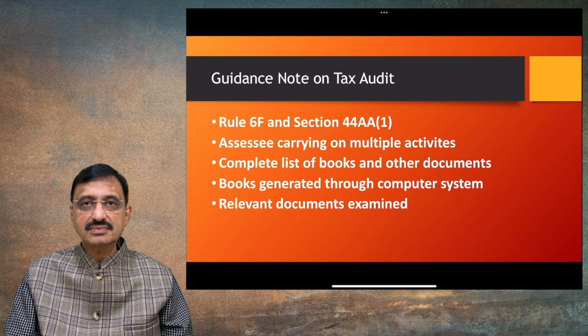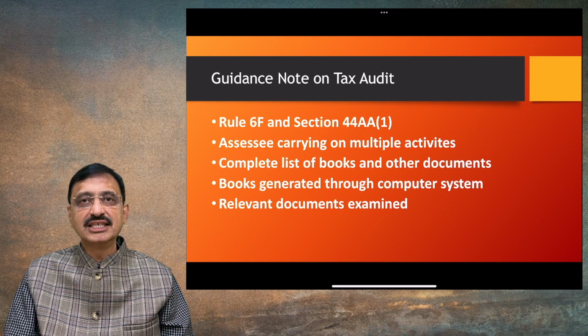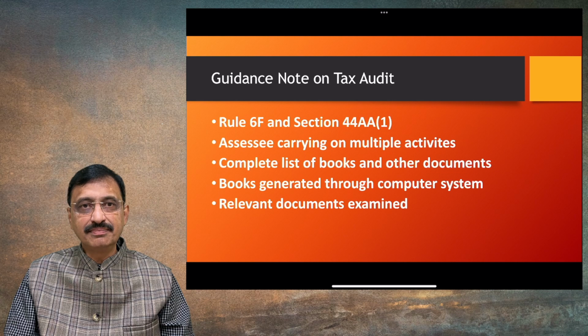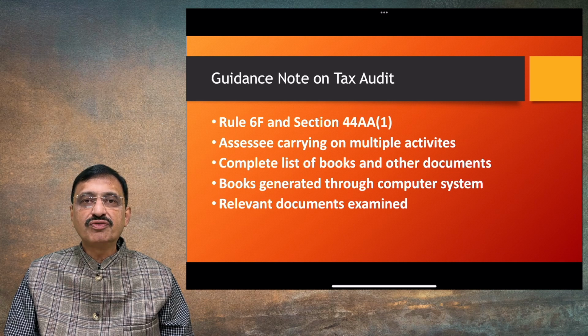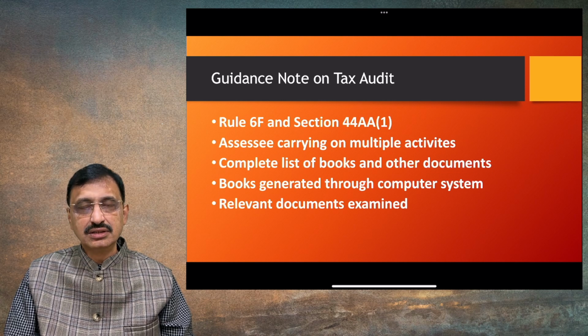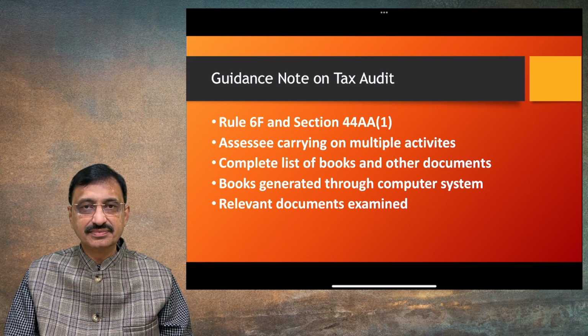The tax auditor has to obtain from the assessee a complete list of books of accounts and other documents maintained by him, both financial and non-financial records, and make appropriate marks of identification to ensure the identification of the books and records produced before him for audit. The list of books of accounts maintained by the assessee should be given in Clause 11B of Form number 3CD.